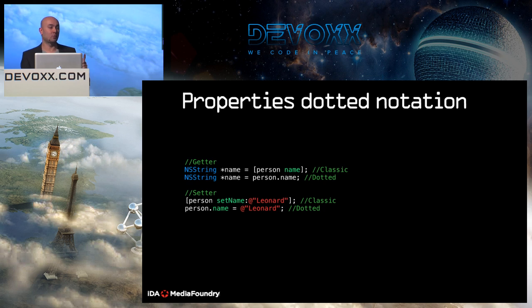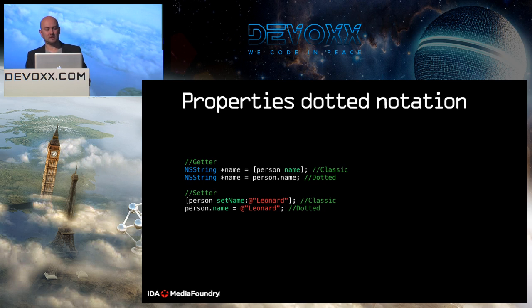The dotted notation works in both ways. For the getter, it's person.name. For the setter, again, it's person.name, so don't put set there. You just say person.name equals. And basically what the compiler will do is translate that for you to the lines that are above it. So you will get person set name, but in a much shorter syntax.